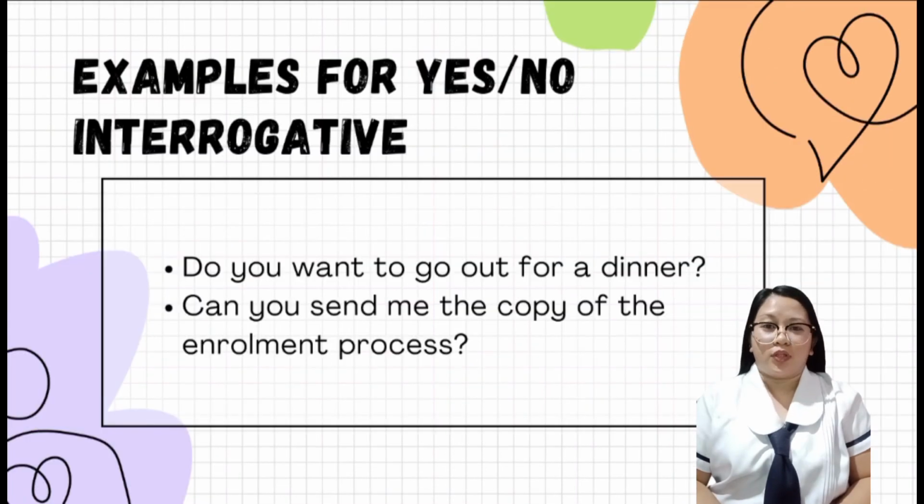The first example is, "Do you want to go out for dinner?" The second one, "Can you send me the copy of enrollment process?" And as you can see on the examples, these can be answered by yes or no. Like in the first example, "Yes, I want to go out for dinner." And the second one, "Yes, I will send the copy of enrollment process."